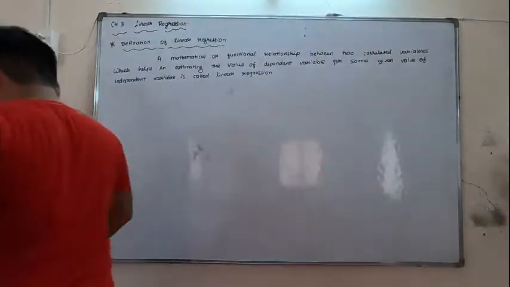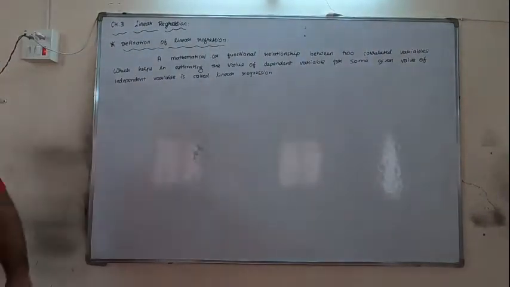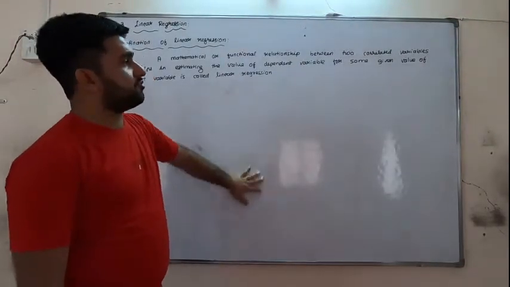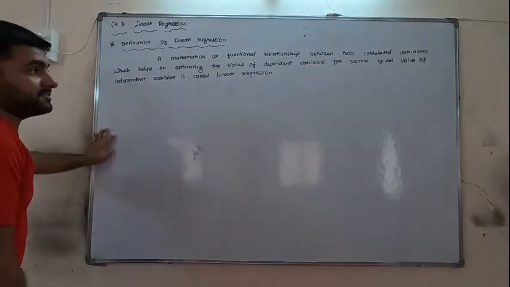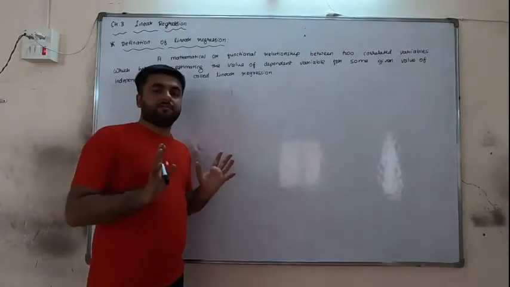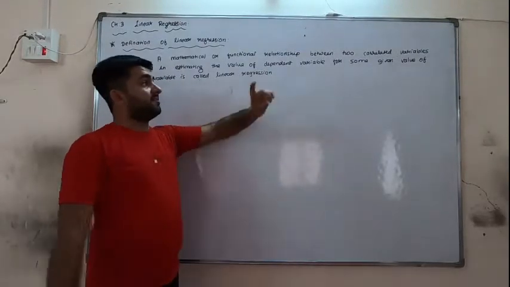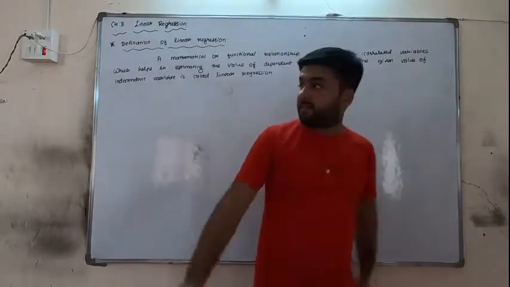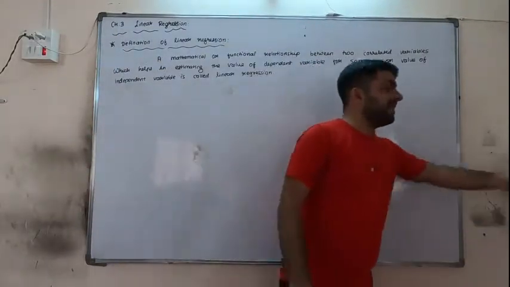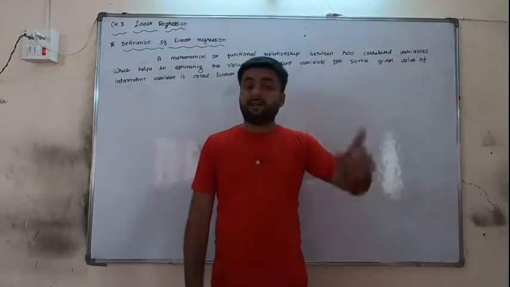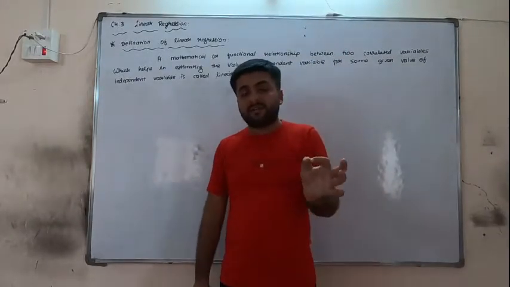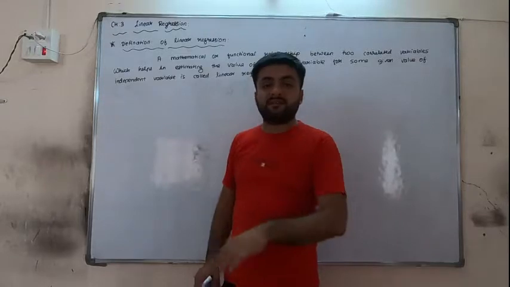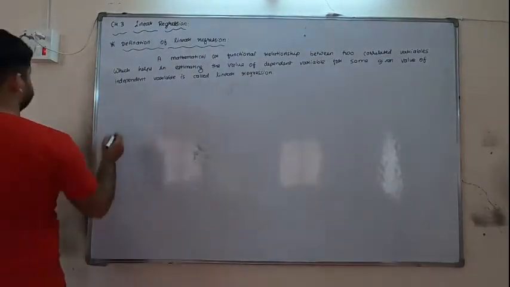A mathematical or functional relationship, because we have an equation. A mathematical or functional relationship between two correlated variables which helps in estimating the value of the dependent variable, that is y, based on some given information of the independent variable x, is known as linear regression. Now, same as the previous chapter, where the methods of linear correlation are the graphical method, Karl Pearson's product moment method, and Spearman's correlation method, here also there are two methods.